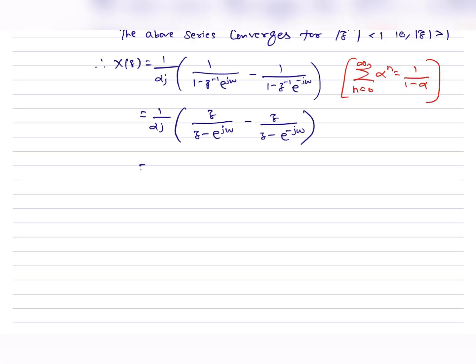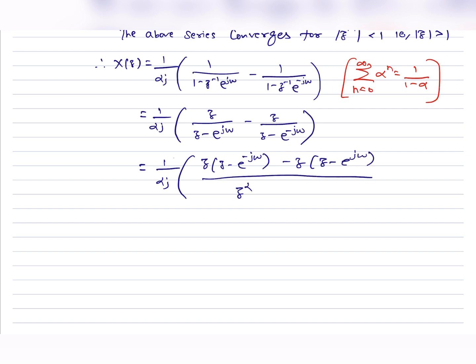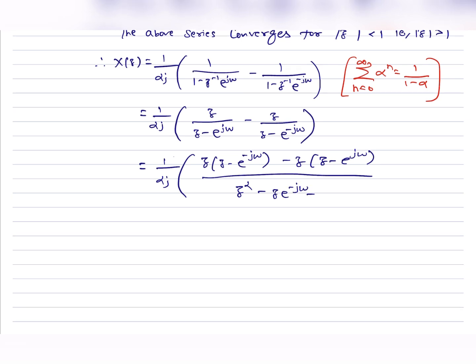And when you cross multiply this, z into z minus e power minus j omega minus z into z minus e power j omega, divided by z minus e power j omega and z minus e power minus j omega, which will give you z square minus z into e power minus j omega minus z into e power j omega plus e to the j omega into e to the minus j omega.